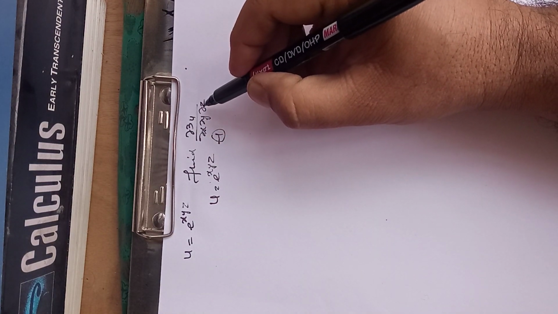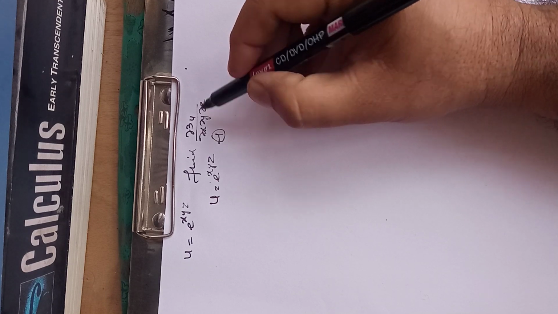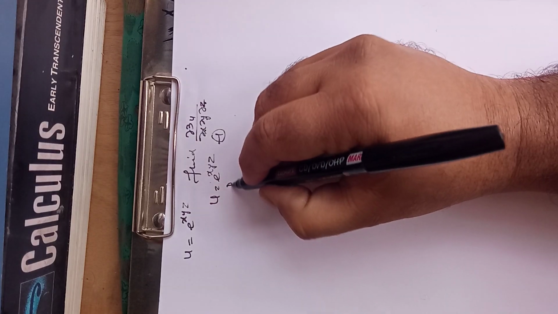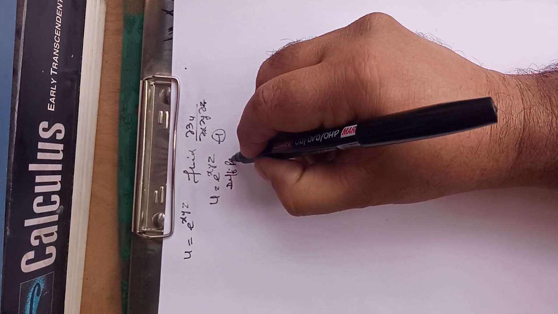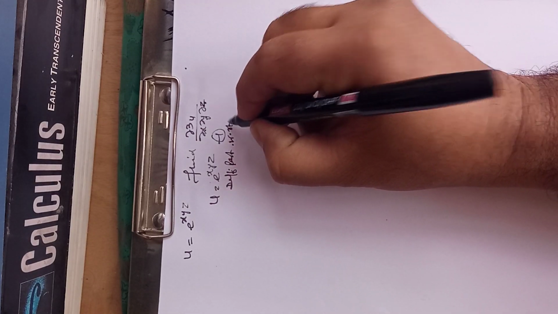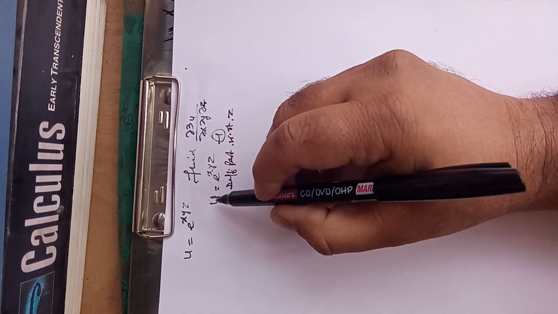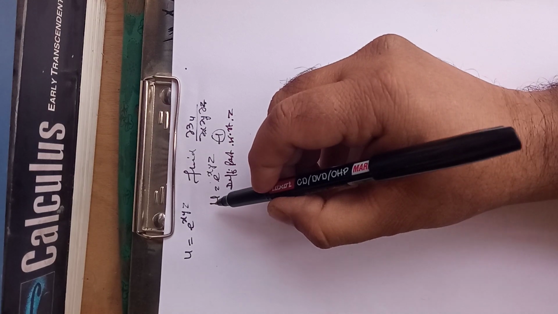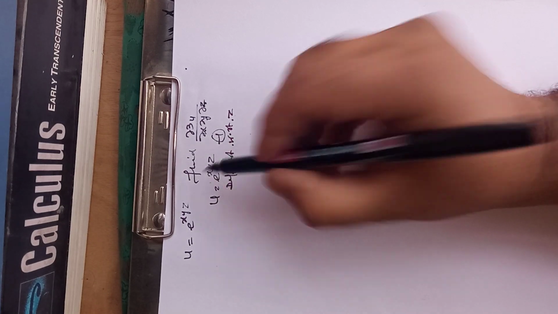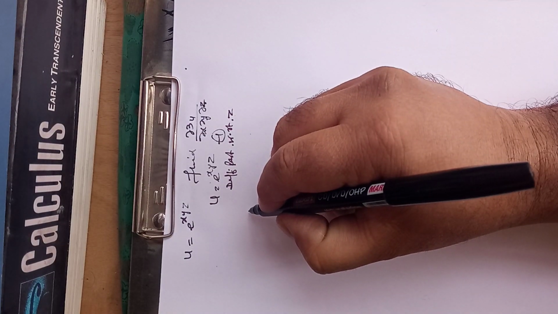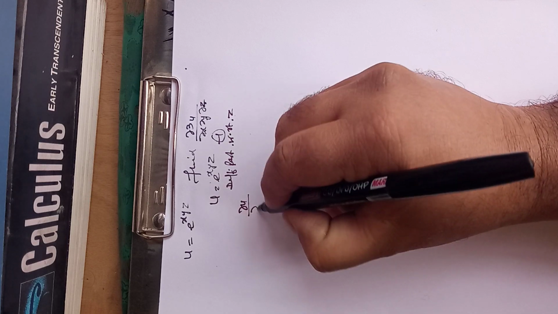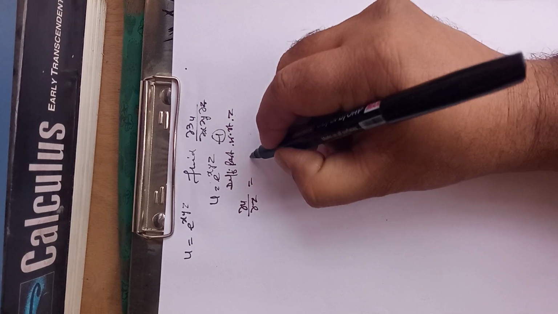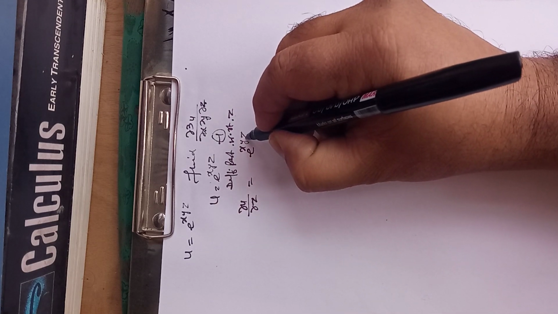Let me first differentiate partially with respect to z, then with respect to y, and then with respect to x. Differentiating partially with respect to z. You see, u is a function of x, y, and z. You are differentiating partially with respect to z, so x and y will be constant. So this is ∂u/∂z. It is e raised to the power xyz as it is.